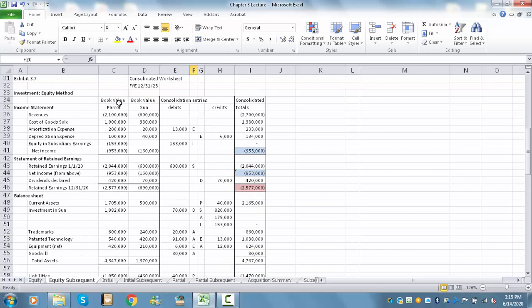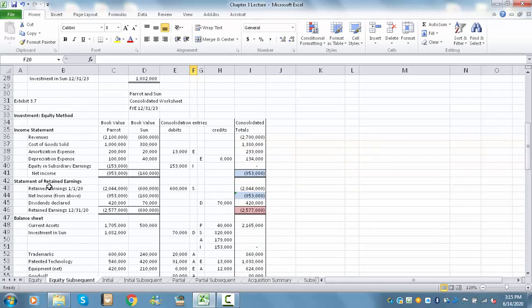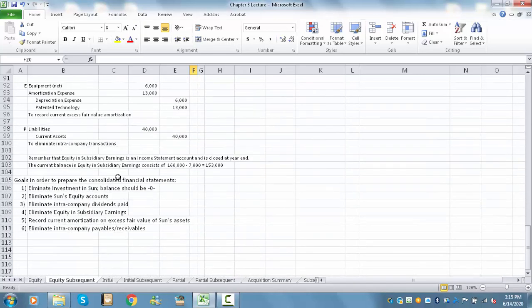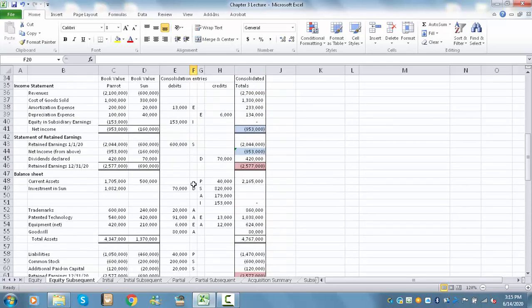Our worksheet shows the book value, the financial statements of Parrot and Sun. Now, Parrot has the investment here of $1,082,000. The equity in the subsidiary's earnings is $153,000. Here, the current balance in equity in the subsidiary's earnings is the $160,000 that they earned minus the $7,000 of excess amortization. That's where the $153,000 comes from.